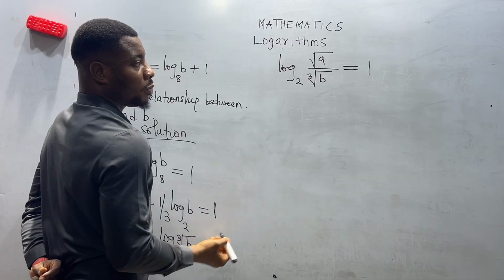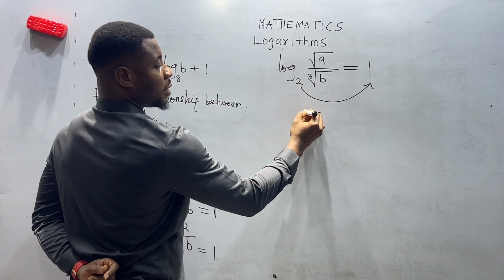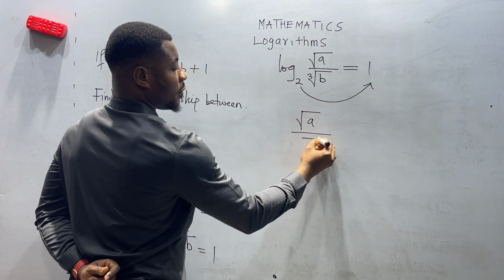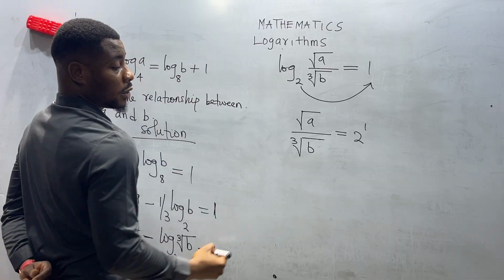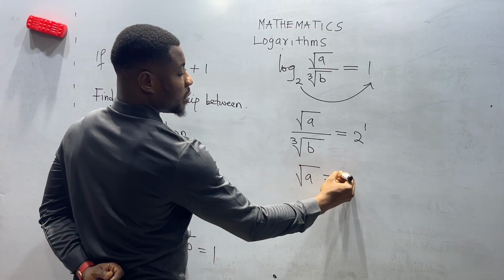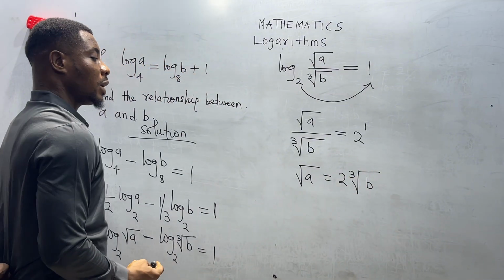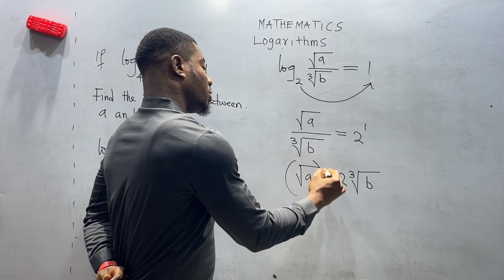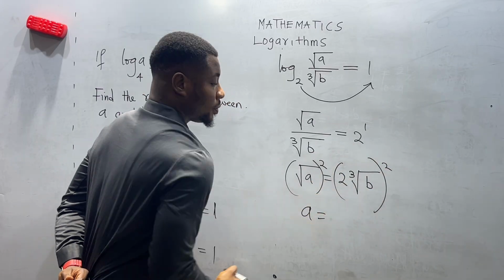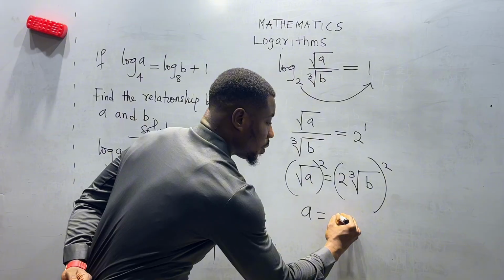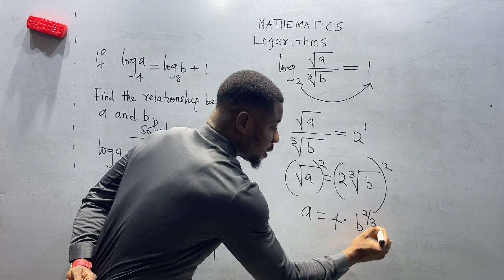Now, from what we know, we could say 2 to the power of 1. 2 can carry 1, so that we have that square root of a over cube root of b is equal to 2 to the power of 1. So this means that square root of a is same thing as 2 cube root of b. Now we can decide to square both sides so that we can remove the square root. So this gives us a is equal to 2 squared gives us 4. Then this gives us b to the power of 2 over 3.